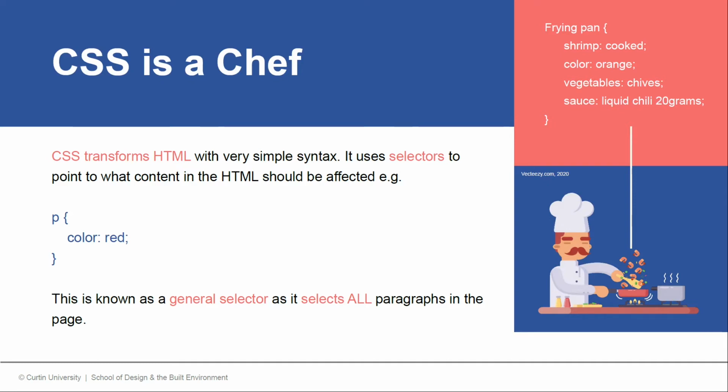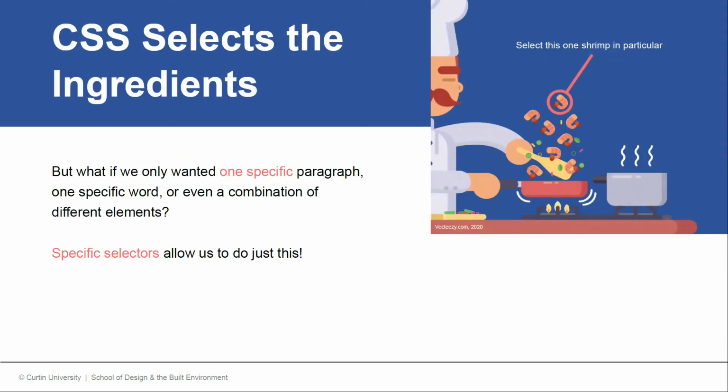So for example, when we target paragraphs to turn them red, we target the P tag. This selector that we currently have on screen, so P, color red, this is known as a general selector because it selects all paragraphs, not one specific paragraph in your page. So the CSS selects the ingredients in your HTML page.